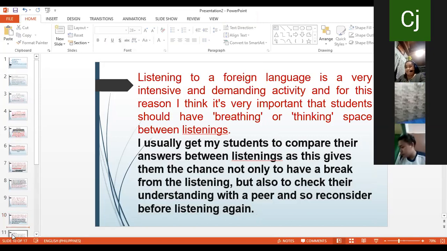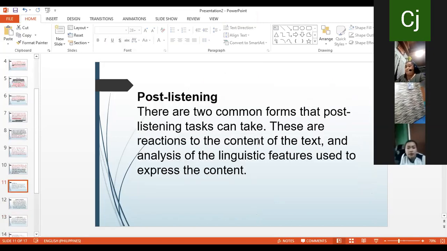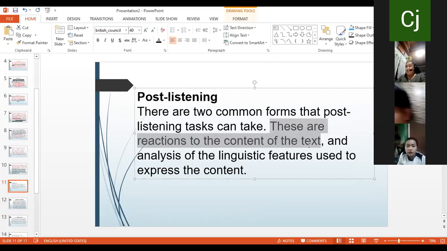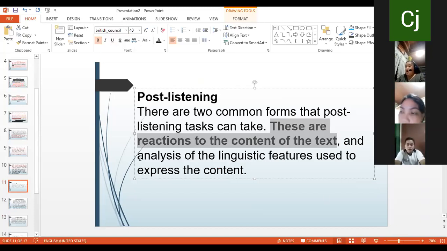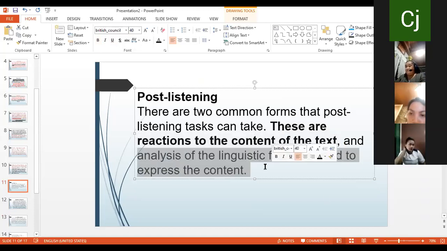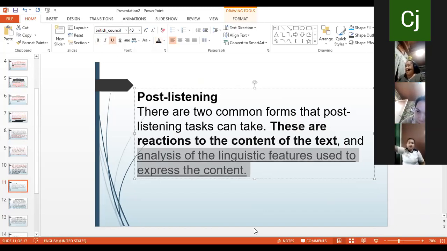Oh, next. So, post listening. There are two common forms of post listening. These are reaction to text, a reaction to what was heard, or analysis of linguistic factors. For example, we listened to a song. There are two directions of the activity. For example, okay class, let's listen to a song by, who is it? By Adele.